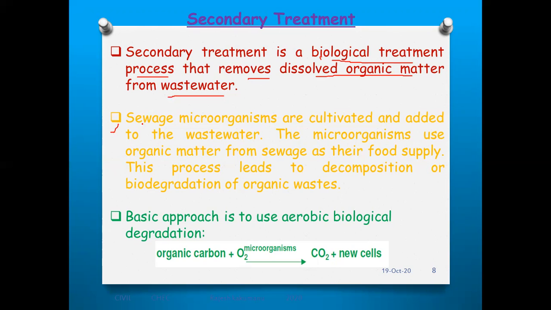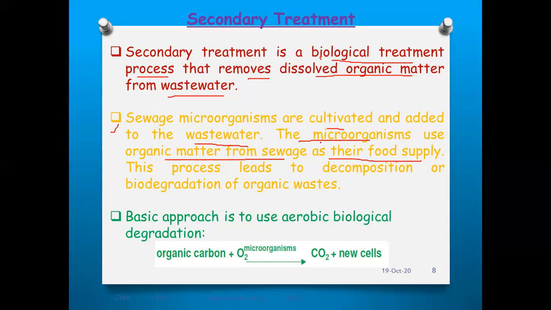Next point. Sewage microorganisms are cultivated and added to the wastewater. Generally, microorganisms are produced in sewage water. Why? Because it is polluted water, maybe from industries, maybe from domestic use. So here the microorganisms are cultivated and added to the wastewater. The microorganisms use organic matter from sewage as their food supply.